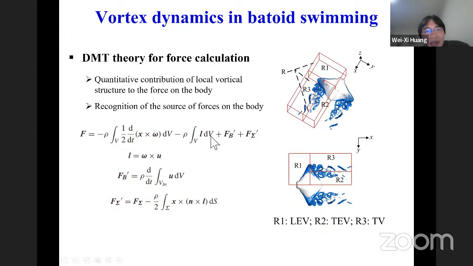Similar to the mosquito force, we also analyze the contribution of specific vortices to the forces by using the DMT theory. The R1 region represents the leading edge vortex, R3 represents the tip vortex, and R2 the trailing edge vortex. It's not very exact, but it roughly represents each different vortical structure.